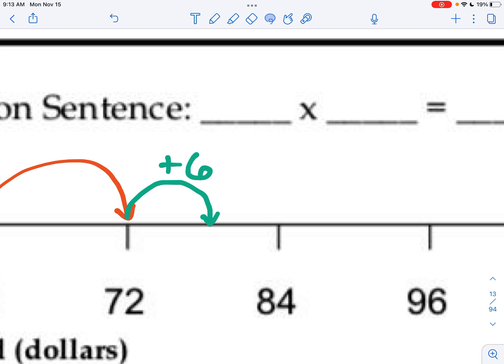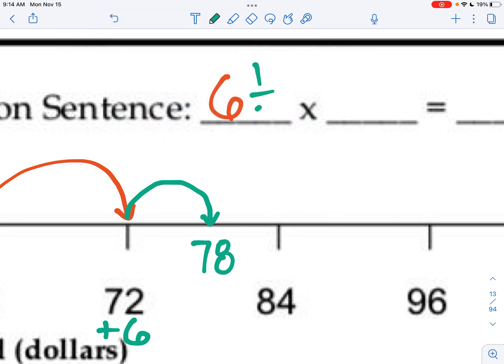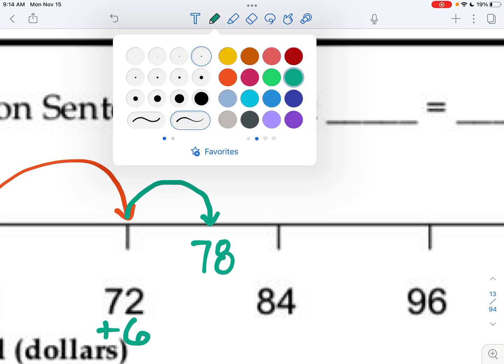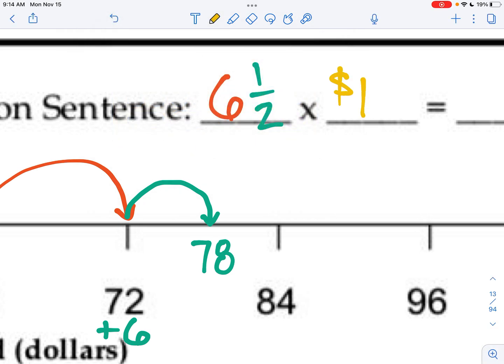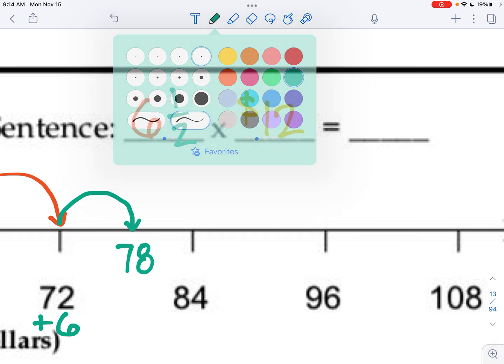So if I add 6 to 72, I get 78. Faisal has now made $78. He had 6 whole jumps plus a half jump, so that's 6.5. Each full jump is still worth $12. At the end, Faisal has made $78.